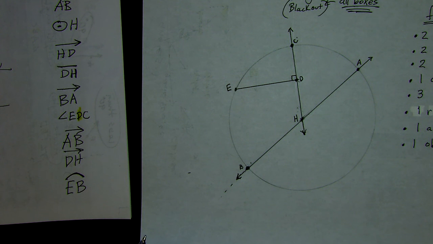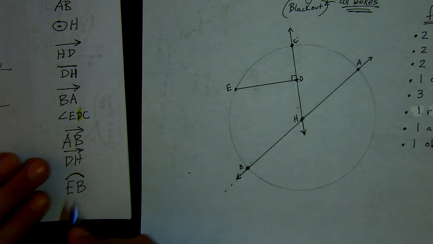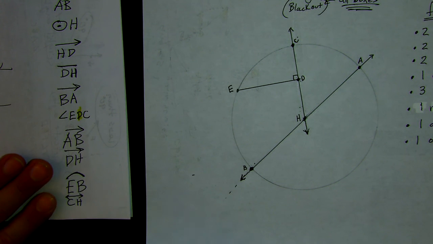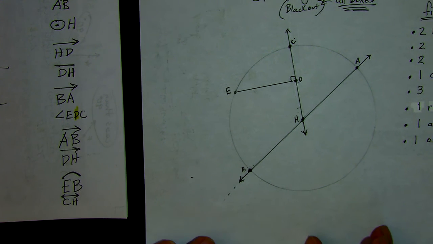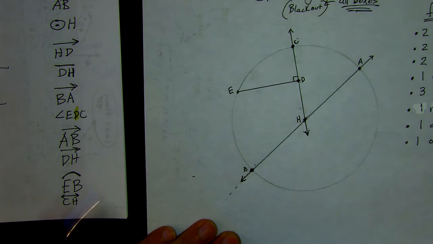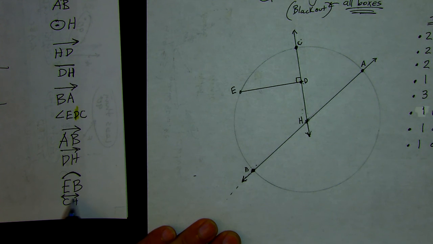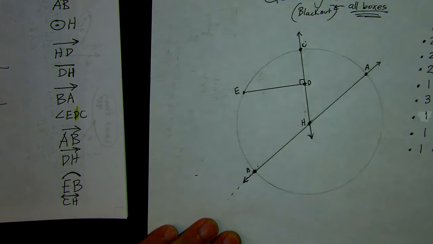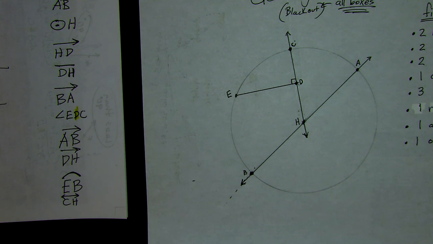24. Let's do line CH. Line CH. Where's C and where's H? Here's C. Here's H. It's a line, we know, because the arrows are in both directions. So it goes through C and H, and it goes up forever, and it goes down forever. A line never stops. Line CH.